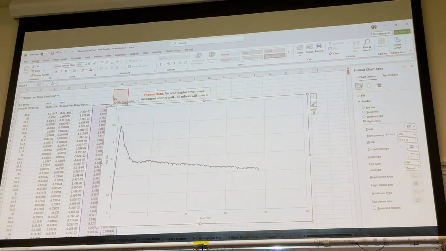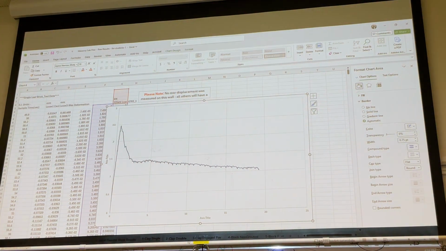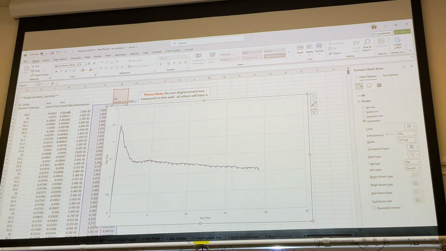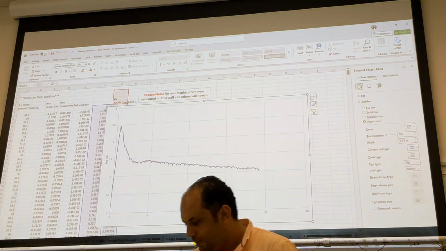You need to draw the load displacement curve. Which load is this? This is the point load in the middle. So you can convert this to a moment. You know how to convert this to a moment? At the mid height, it is PL over 4.